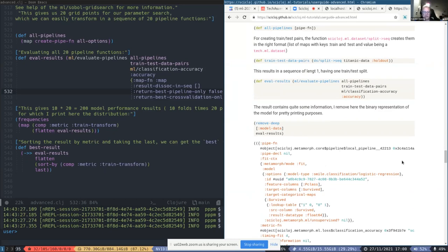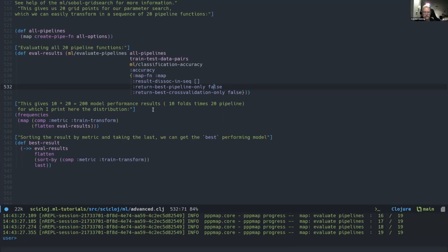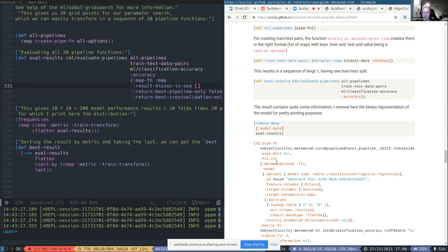There are some parameters here, like these ones. We see them here on this side. So you can say, should I return the best pipeline only? Yes, no. Should I return the best cross-validation only? Yes, no. And you can basically tell it which parts of this very big tree it should drop. This is also a memory optimization, because if this thing runs for 2 days, you would build up gigabytes of information in memory, which would basically make the thing crash.